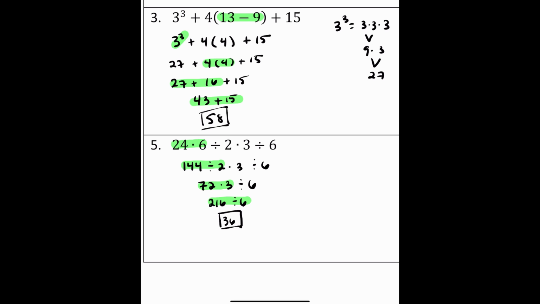Now, what I want you to understand from this is that when it comes to multiplication or division, it's whatever appears first. So that's why I am handling the operation that appears on the left in terms of multiplication and division.